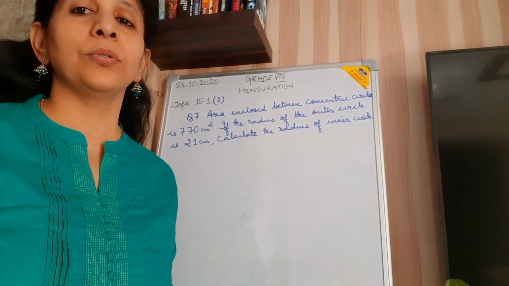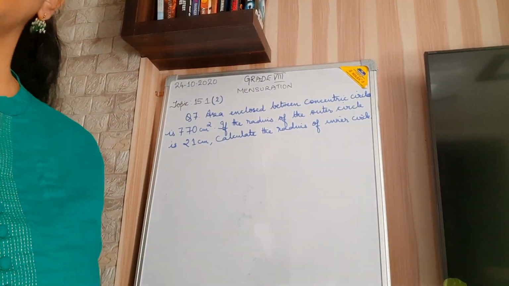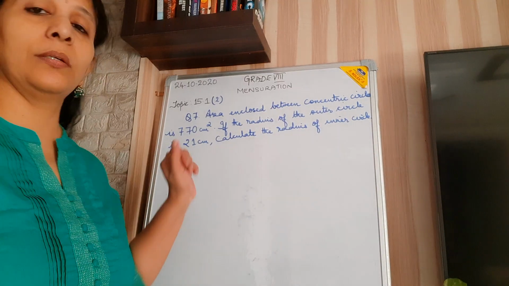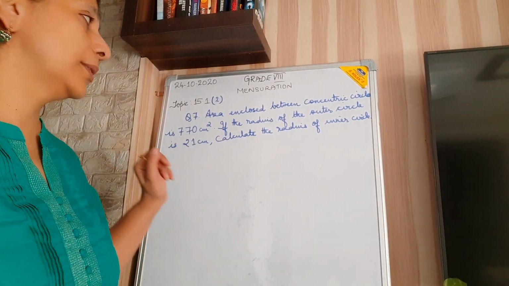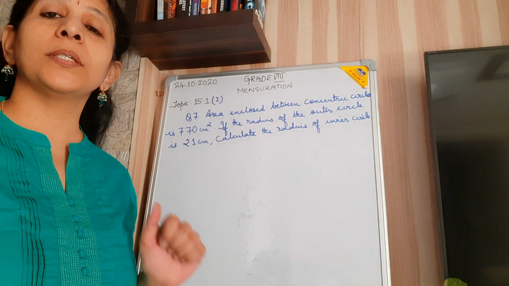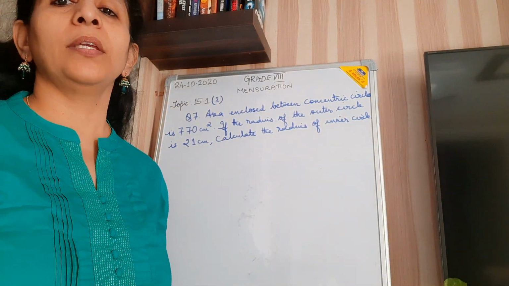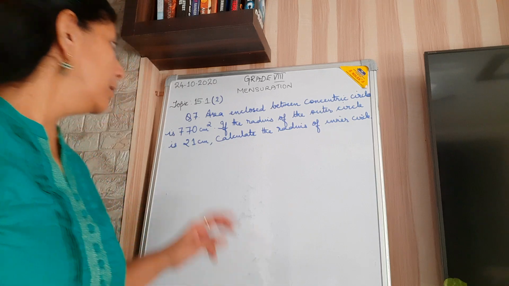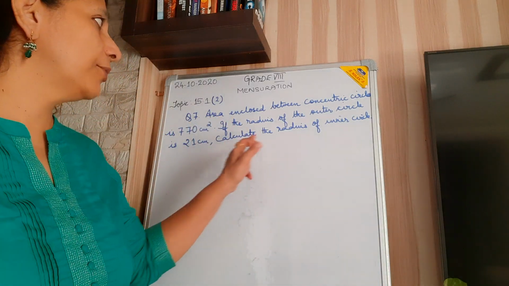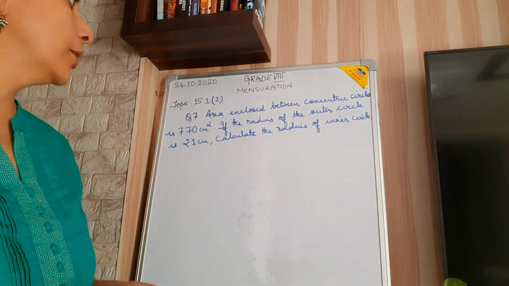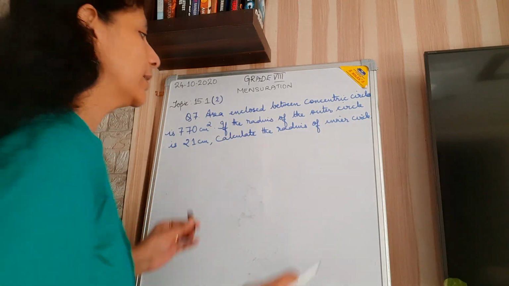Friends, so we are going to do the second part of exercise 15.1. The first question is: the area enclosed between concentric circles is 770 cm². What are concentric circles? Those are circles having the same center. If the radius of the outer circle is 21 centimeter, calculate the radius of the inner circle.